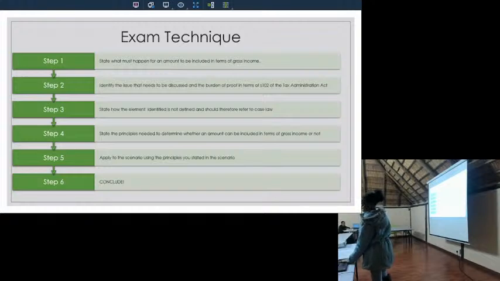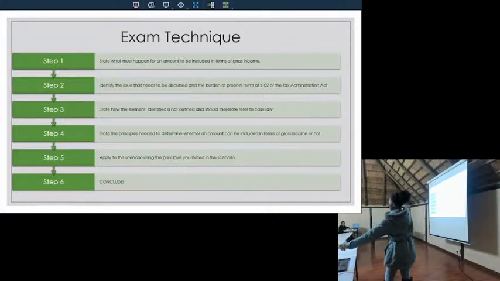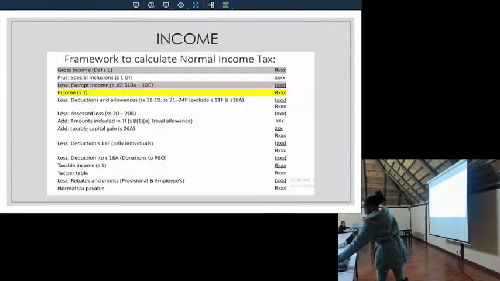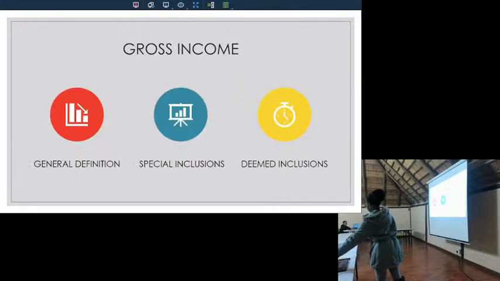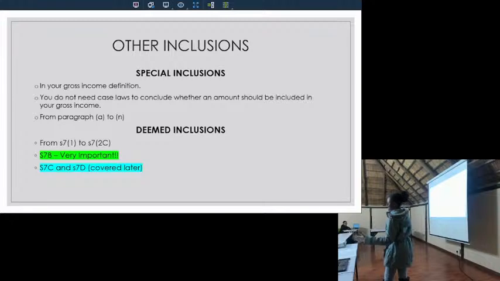Are we good? Cool. So we are done with the general definition. We are done with the first part. Now we're getting into special inclusions and deemed inclusions, right? Cool. So special inclusions, I have previously mentioned that it's in your gross income definition, right under the general definition.